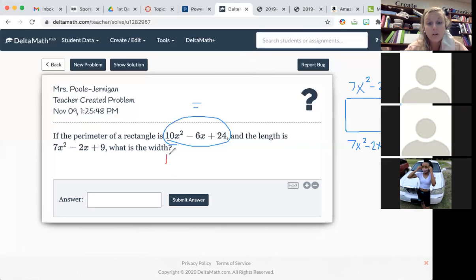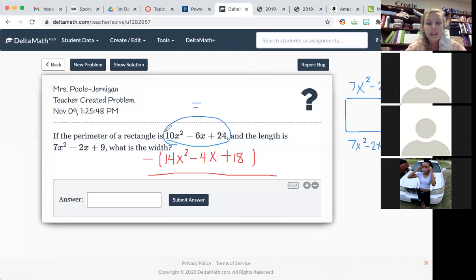14x squared. Good. All right. And then if we double negative 2x and negative 2x, do y'all agree that's negative 4x? Yes. Okay. And then 9 and 9 makes 18. So I am subtracting this whole thing from the perimeter, and that'll tell me what I'm missing for my widths.